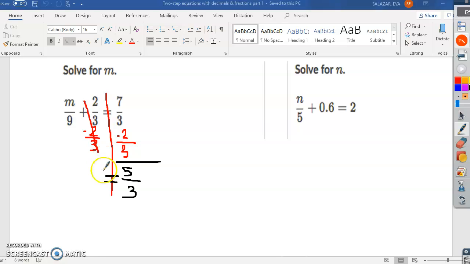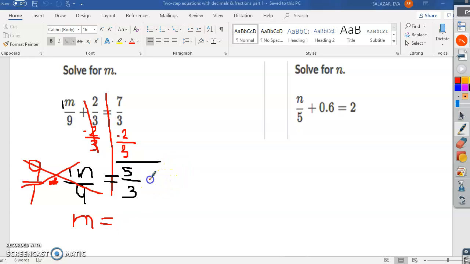So let me bring down my equal sign. And the only thing that I have left on this side is m/9. Now, keep in mind that the coefficient of m is 1/9. And in order for me to get rid of a fraction, I need to multiply by the reciprocal. The reciprocal of 1/9 is times 9/1, which gives me 1 eventually, and that cancels. So I'm multiplying times 9, so now I have m left over.